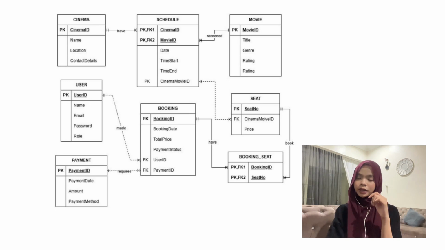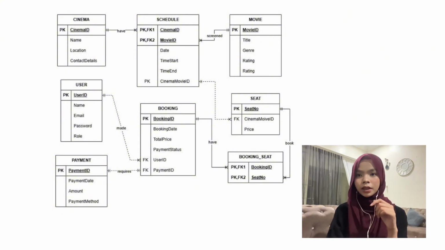Next, we have the booking entity. The booking entity manages reservations made by users. The attributes for this entity are booking ID, which is the primary key, booking date, the date when the booking was made, total price, the total cost of the booking, payment status, which tracks the status, user ID, foreign key, which links the booking to a user, and payment ID, which is also a foreign key, linking the booking to a payment record.